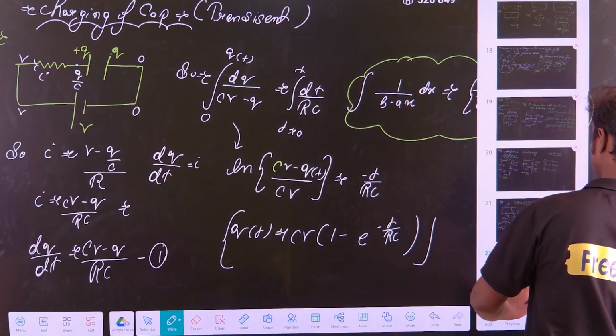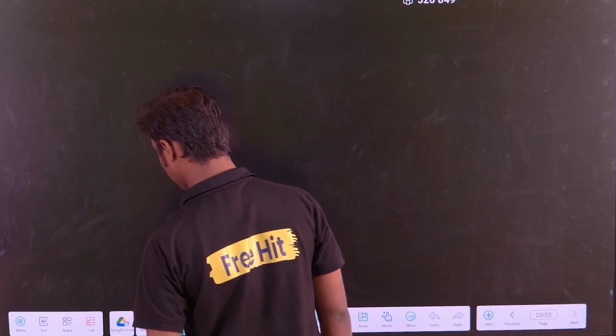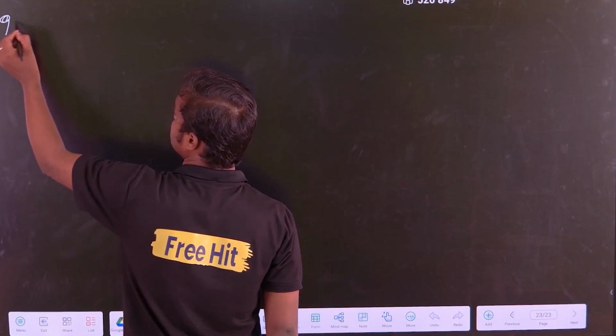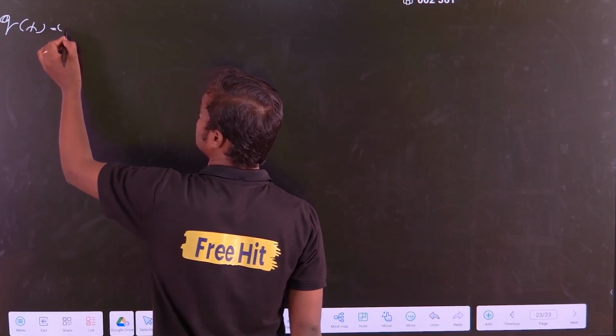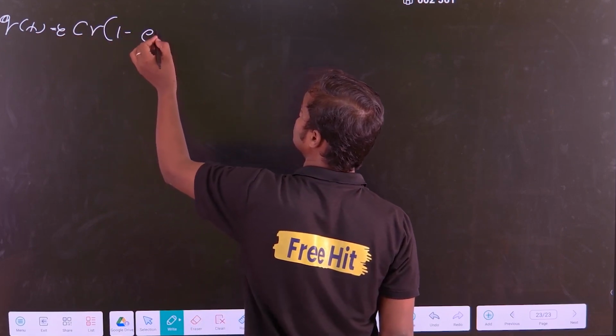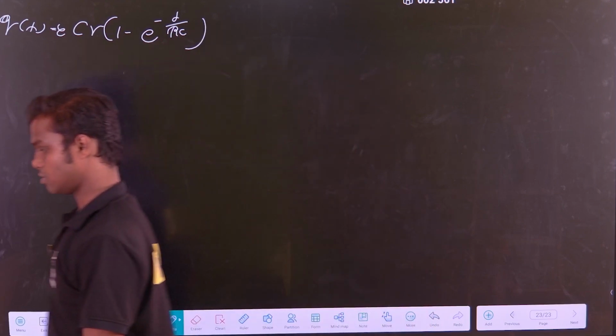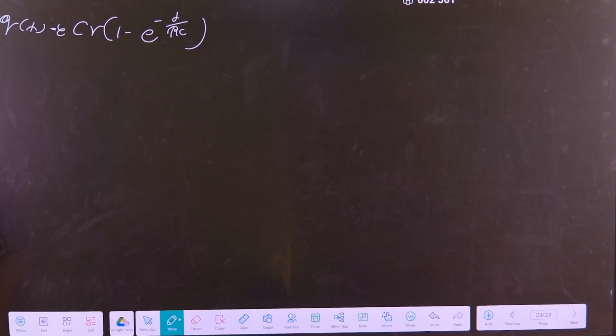If you analyze this equation, let me take it to the next page. So what is the equation we are getting? We are getting the equation Q of t equal to CV into (1 minus e to the power minus t by RC). That is the equation we are getting. Clear?